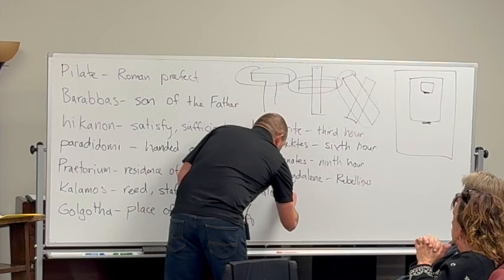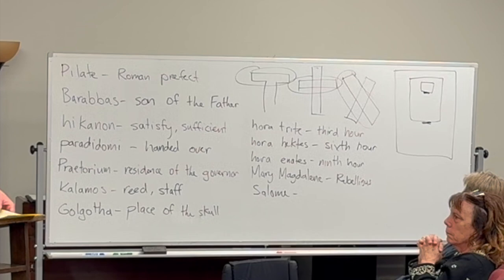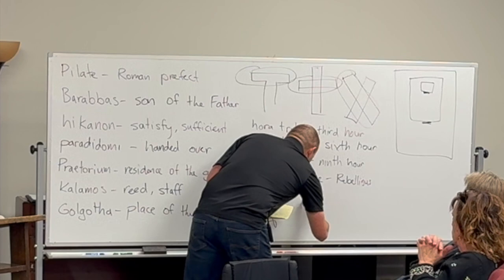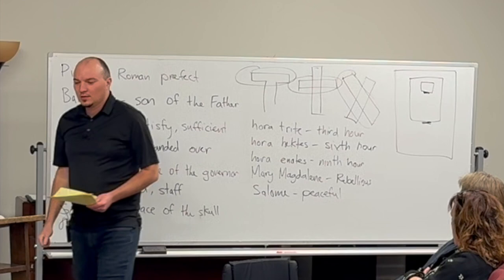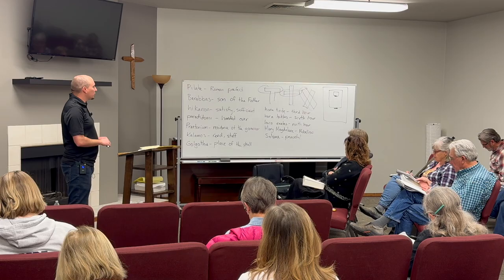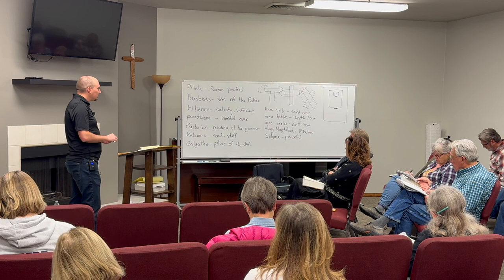And then you have Salome, and again, we're not exactly sure who this is, but it's very likely that it is the wife of Zebedee, so the mother of James and John. And her name, Salome, comes from the Hebrew word shalom, which means peace or peaceful.